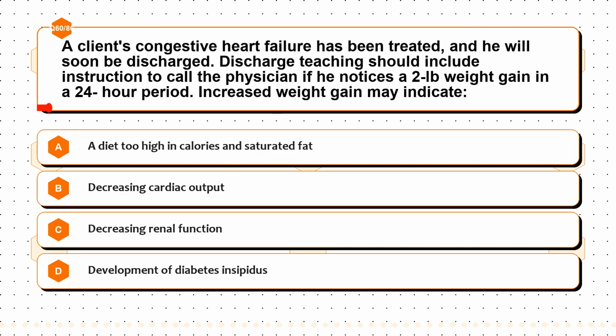Question 60. A client's congestive heart failure has been treated, and he will soon be discharged. Discharge teaching should include instruction to call the physician if he notices a 2 lb weight gain in a 24-hour period. Increased weight gain may indicate, here are the options. Option A. A diet too high in calories and saturated fat. Option B. Decreasing cardiac output. Option C. Decreasing renal function. Option D. Development of diabetes insipidus.